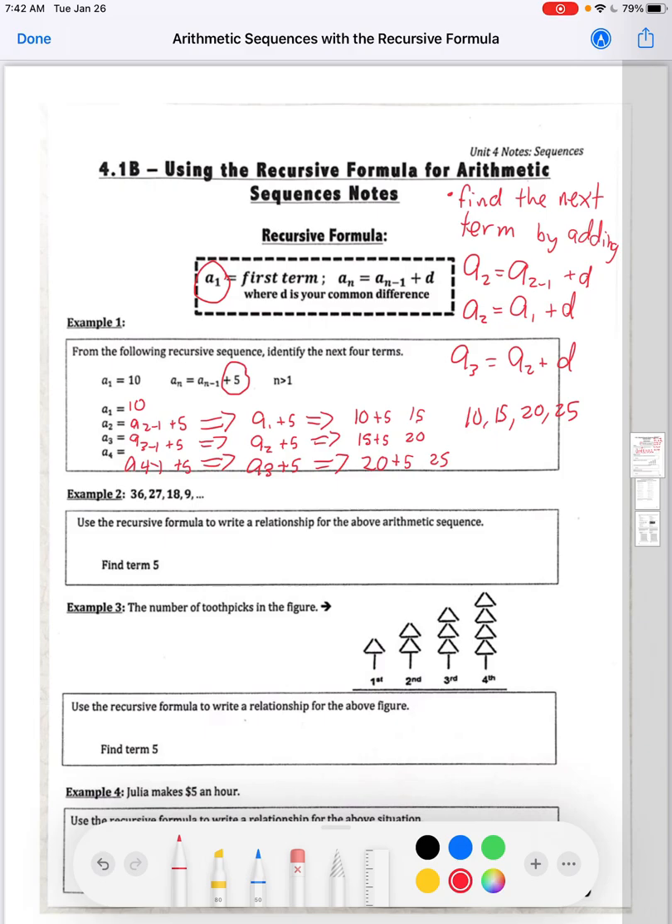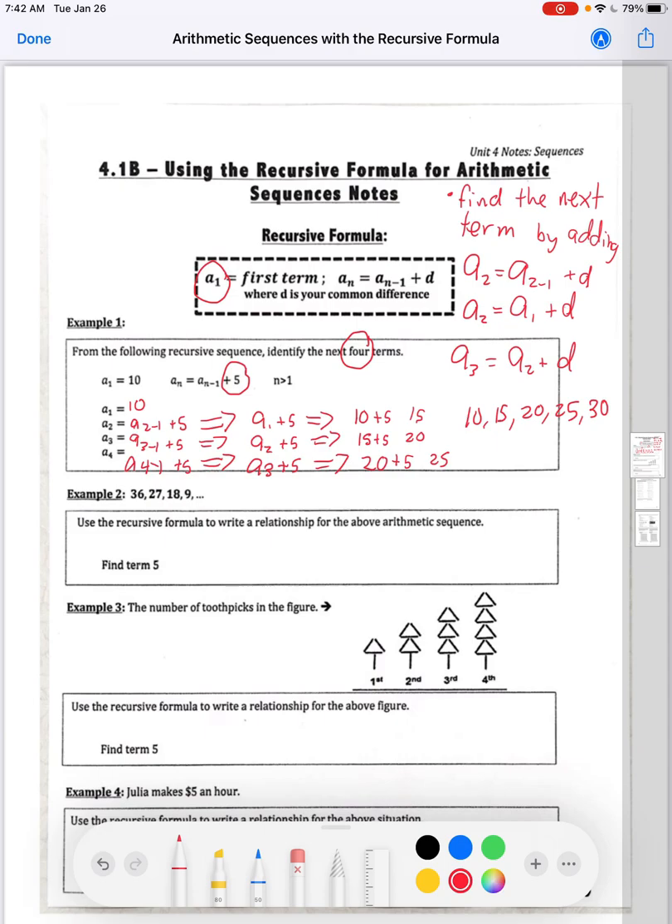Now we're told to identify the next 4 terms, and we currently have only found 3. So we could go about finding the next term by following the same formula. Without doing the math, I'm going to take a guess and say that's going to be 30.